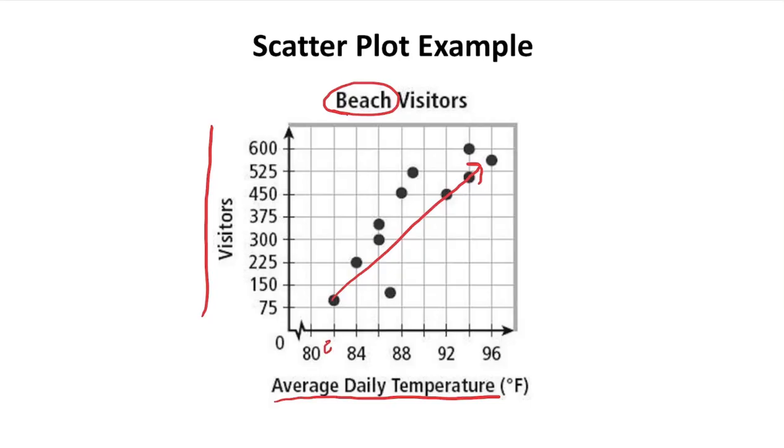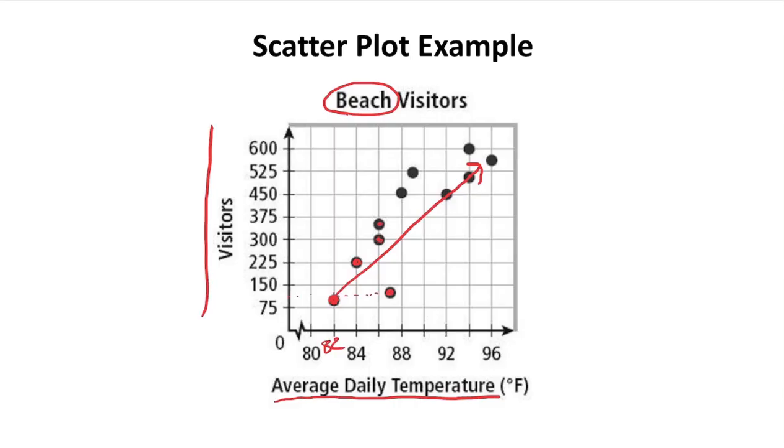If we look at this, this is 82 degrees right here. We had about 100 people at the beach. When it's 84, we had 225 people at the beach. When it's 85, 300, and then like 360 maybe right there, okay? This one at 87, it's right over here.